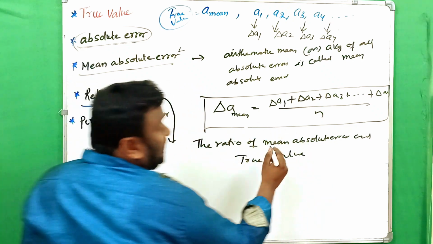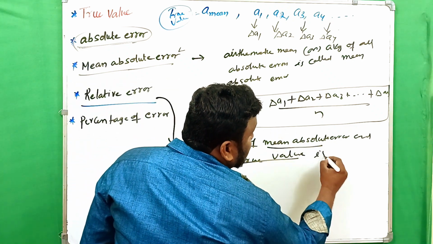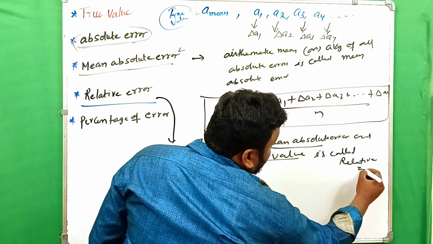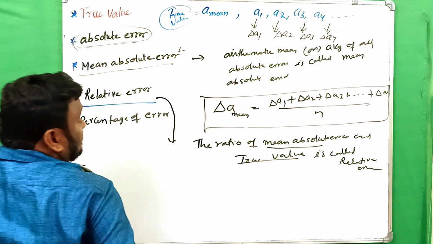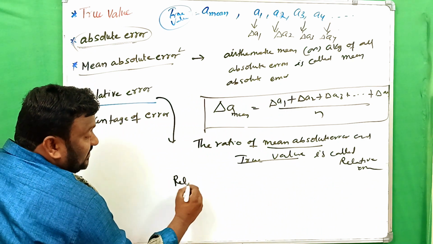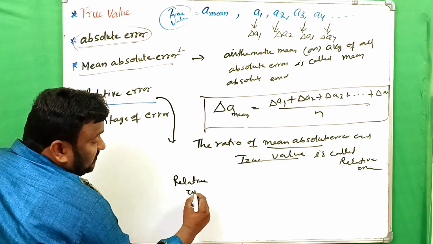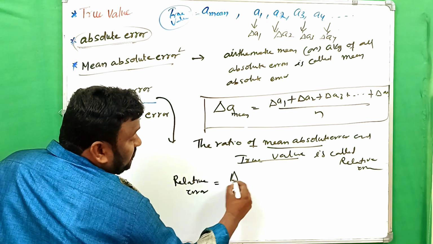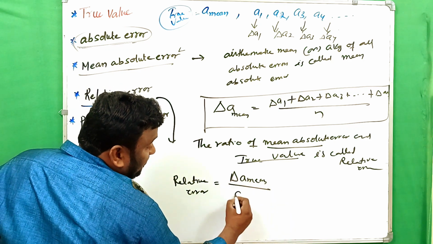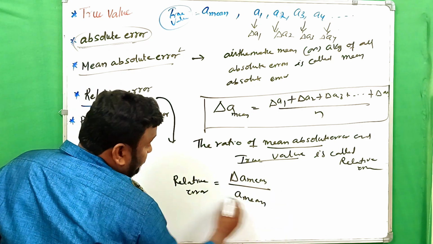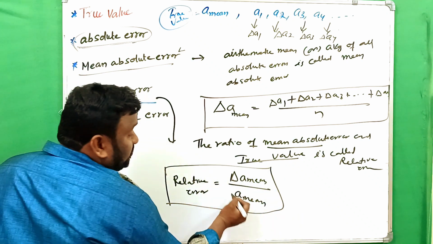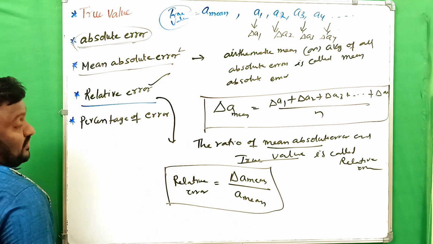The ratio of mean absolute error and true value is called relative error. Simply, that can be expressed like this: relative error is equal to delta A mean divided by A mean. What is delta A mean? Mean absolute error. And what is true value? A mean. So the ratio of these two is called relative error.